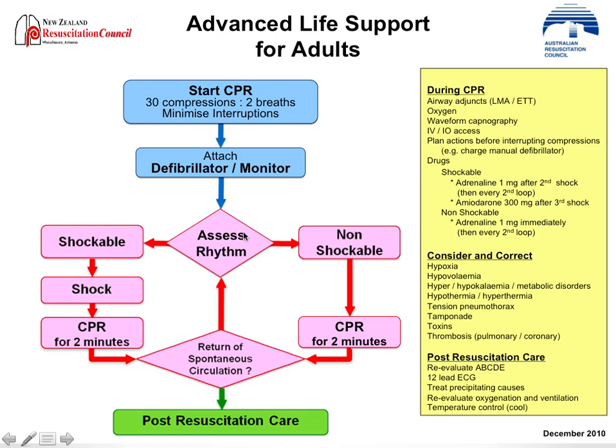Dump the charge because it's non-shockable and move on to CPR again immediately. And you follow this loop round, giving adrenaline every second loop. So when you get to assessing rhythm, the shockable rhythms are VF and VT. The non-shockable rhythms are pulseless electrical activity and asystole.